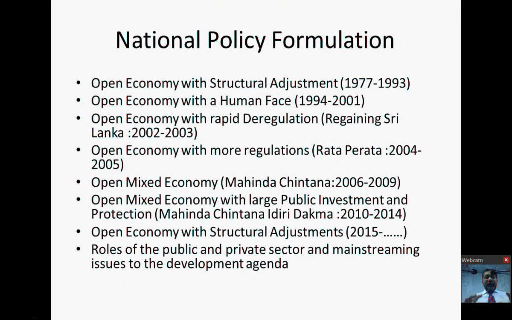Then of course there was a change of government in 2004. We got an open economy with more regulations. There the thinking was that deregulation is bad for the economy, in the sense that it weakens the state. You need a strong state, a government, to drive the economy. So more regulations. Then 2006 to 2009 we had the open mixed economy. Then 2010 to 2014 we had the open mixed economy with a large public investment drive and more protection.